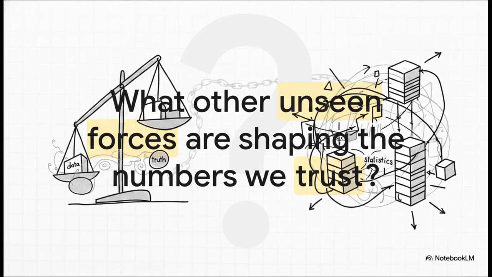So we've seen how this one adjustment, a weight, is so vital for getting our data closer to the truth. And it really brings us to a bigger question, right? What other invisible forces, what other quiet assumptions are out there shaping the numbers and statistics that we all rely on every single day?